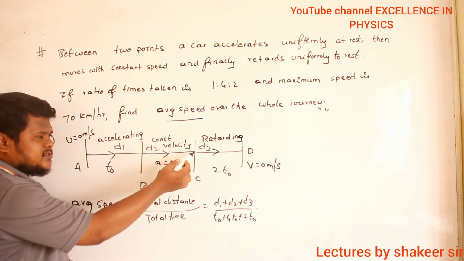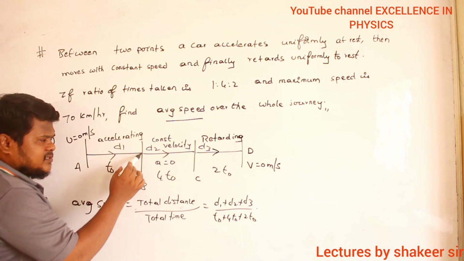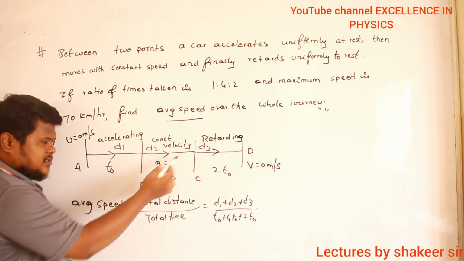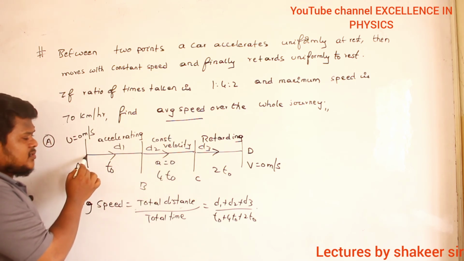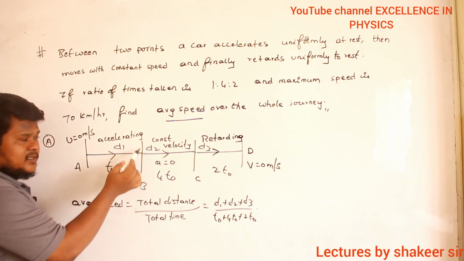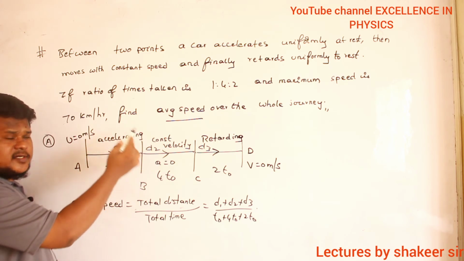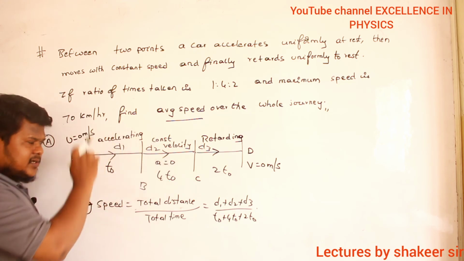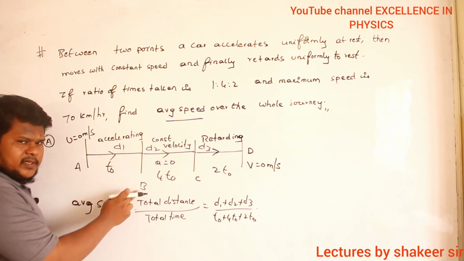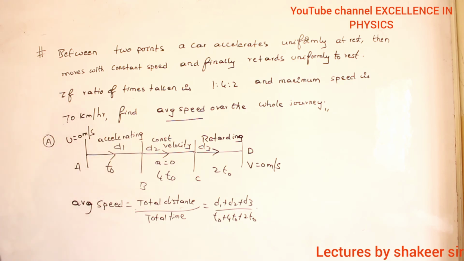Because from here to here it is constant velocity. So here if velocity is 70, here also velocity will be 70 only. So here velocity is 0. So from here velocity is increasing. That is called acceleration. Acceleration means velocity continuously increases. So by the time it reached point B, its velocity has become maximum.